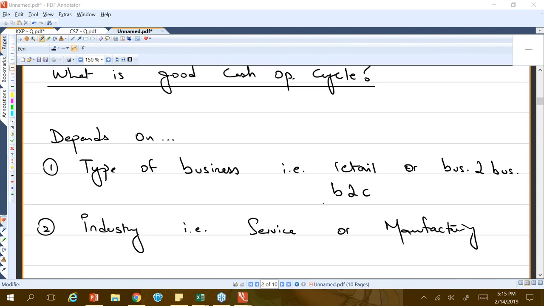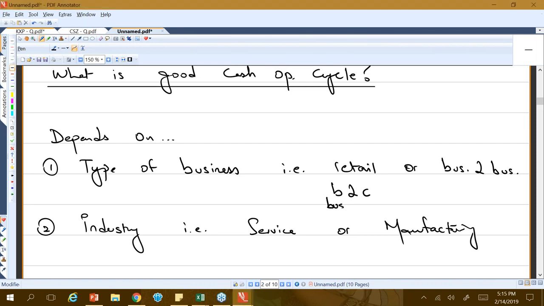So B2C is business to consumer, and that is called retail. And business to business is where one business deals with another. So this is how we know what a cash operating cycle is.